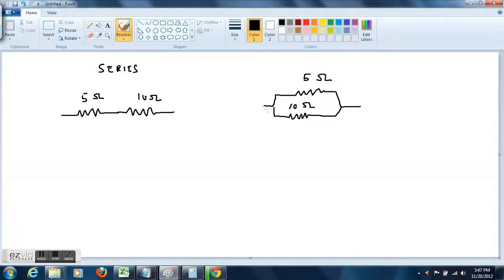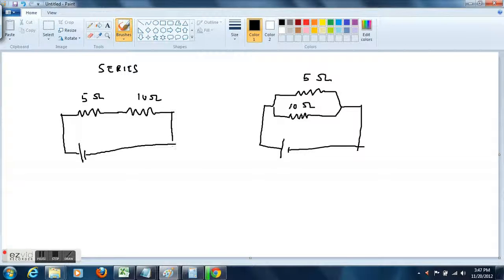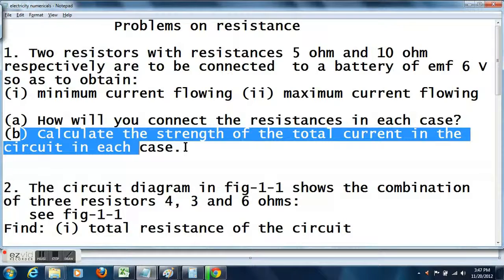Now I need to find out in which connection the current flow is minimum and in which connection the current flow is maximum, and in each case I need to find out what is the amount of current that is flowing.